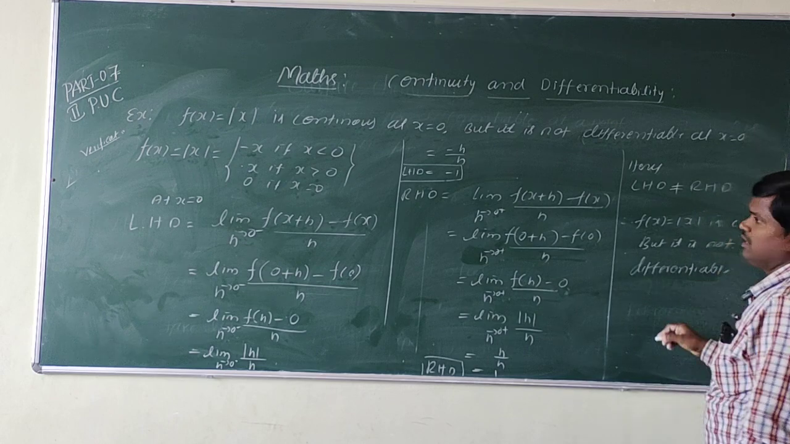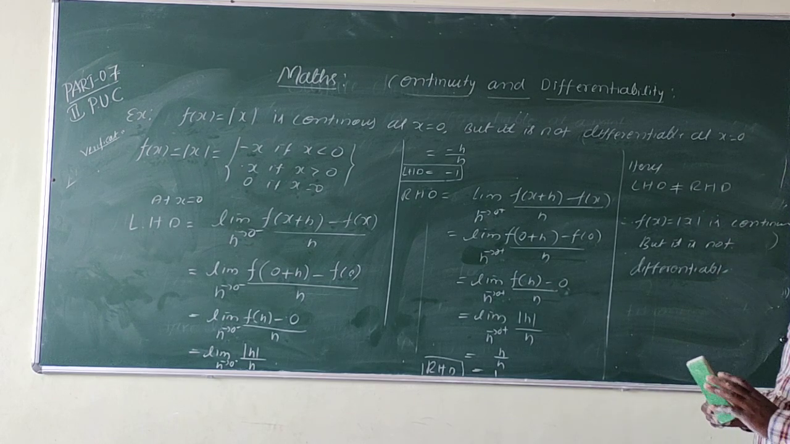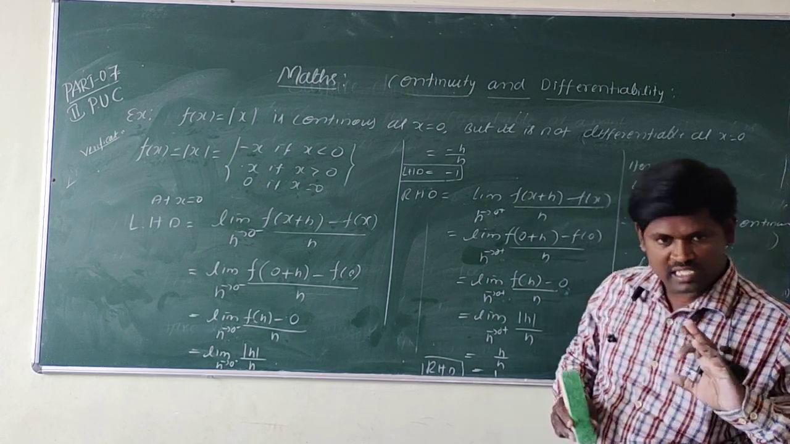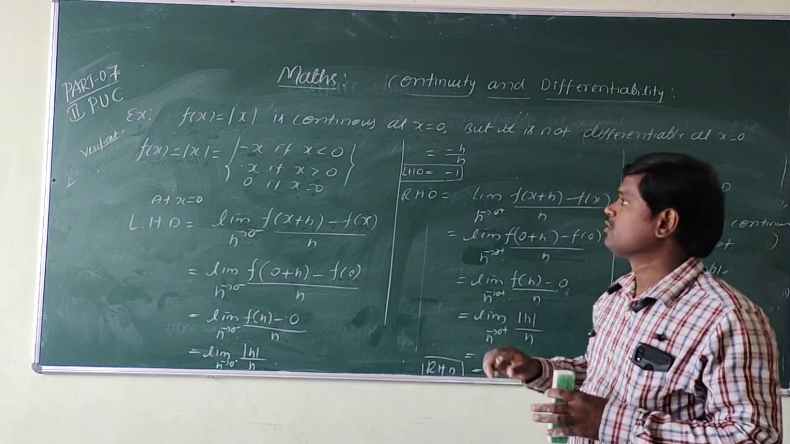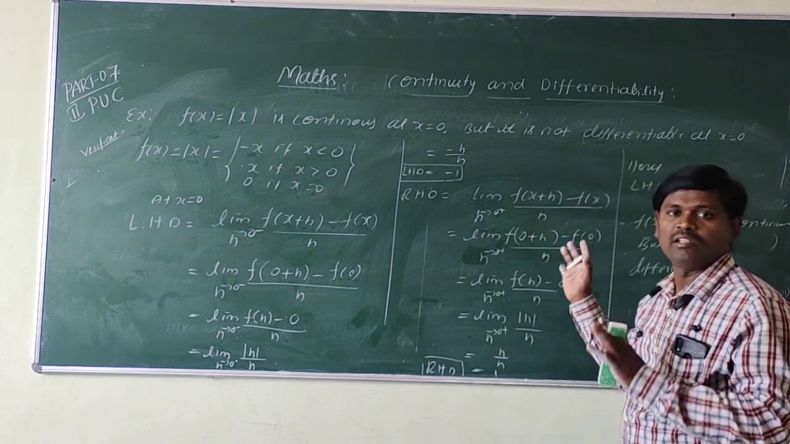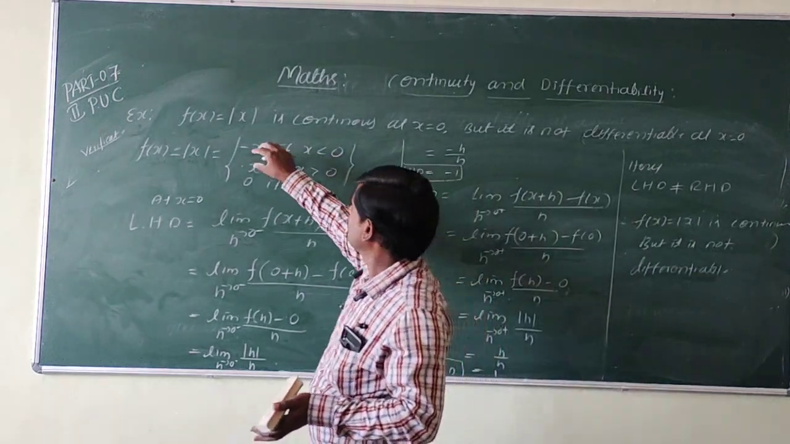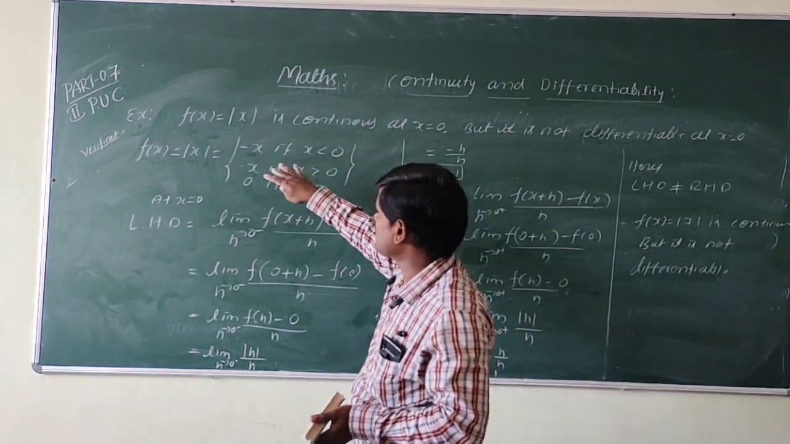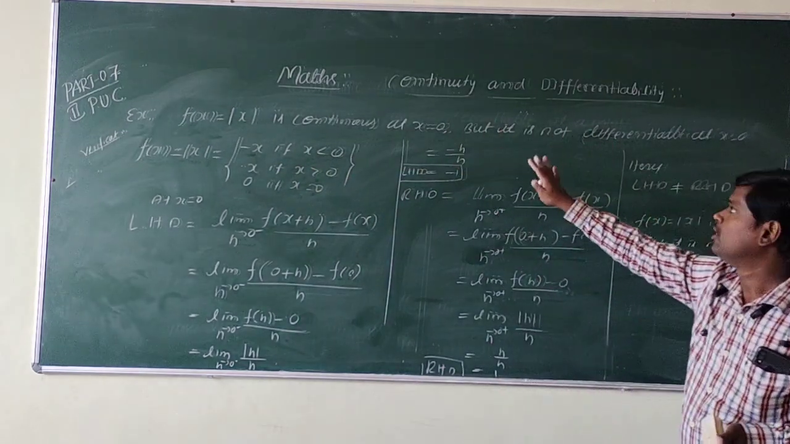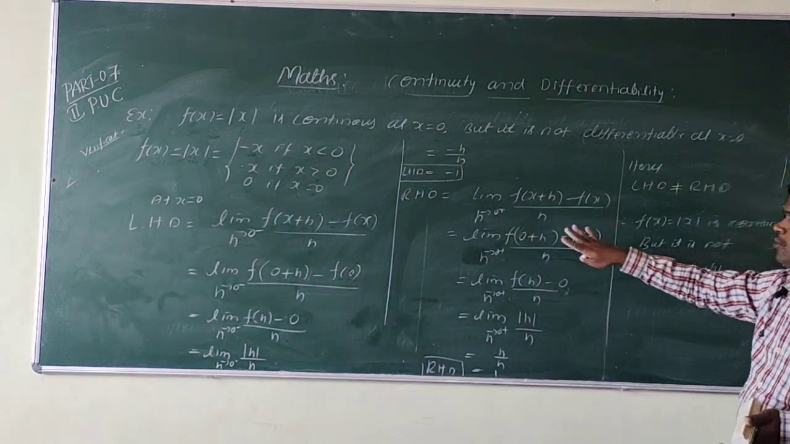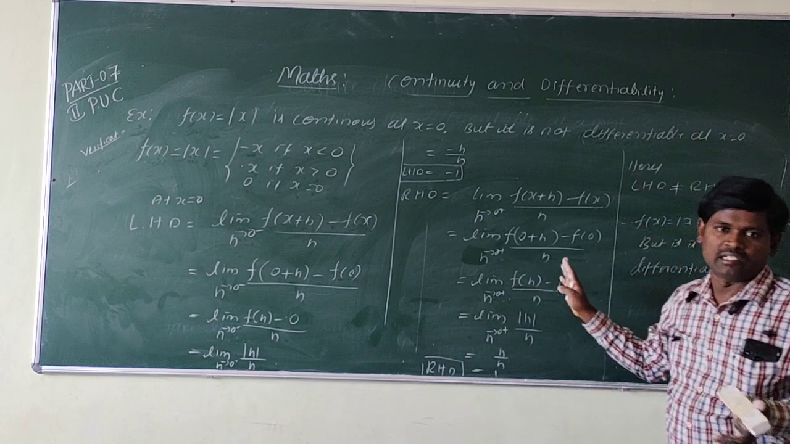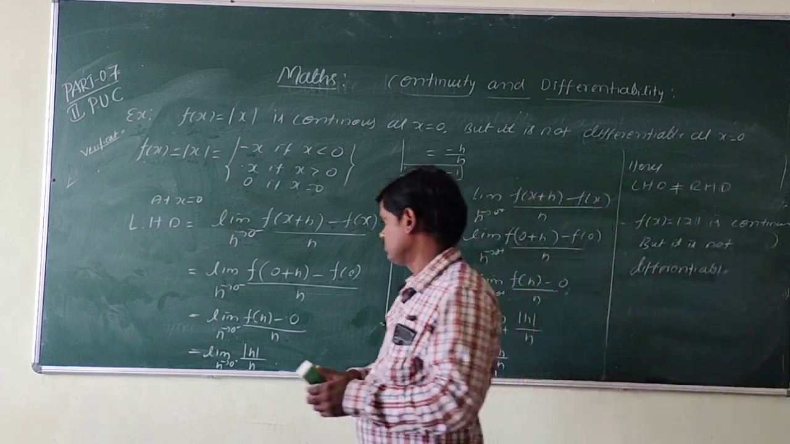Is it clear? Every differentiable function is continuous, but every continuous function will not be differentiable. We are going to show this using this example: f of x is equal to mod x is continuous at x is equal to 0, but it is not differentiable. So by this we come to the conclusion. Okay, so write down.